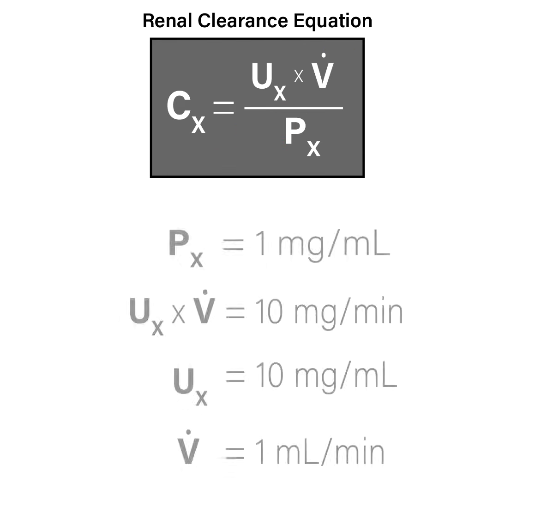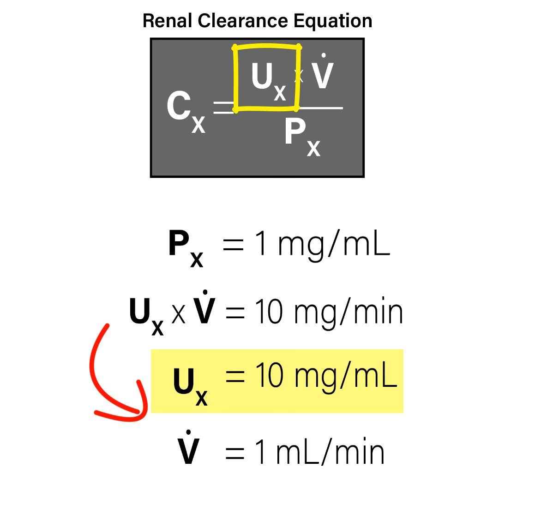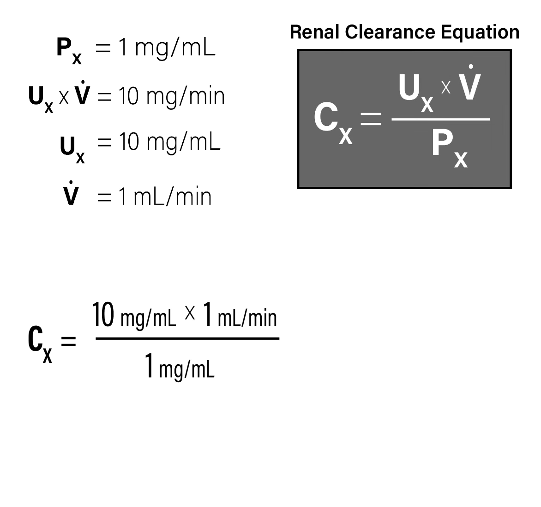Let's apply this equation to our previous example. Again, we assume the arterial plasma concentration of X to be 1 milligram per milliliter. Furthermore, we assume the rate of urinary excretion of X to be 10 milligrams per minute. This could be achieved with a urinary concentration of X of 10 milligrams per milliliter and a urine production rate of 1 milliliter per minute. This equates to a renal clearance rate of X of 10 milliliters per minute.